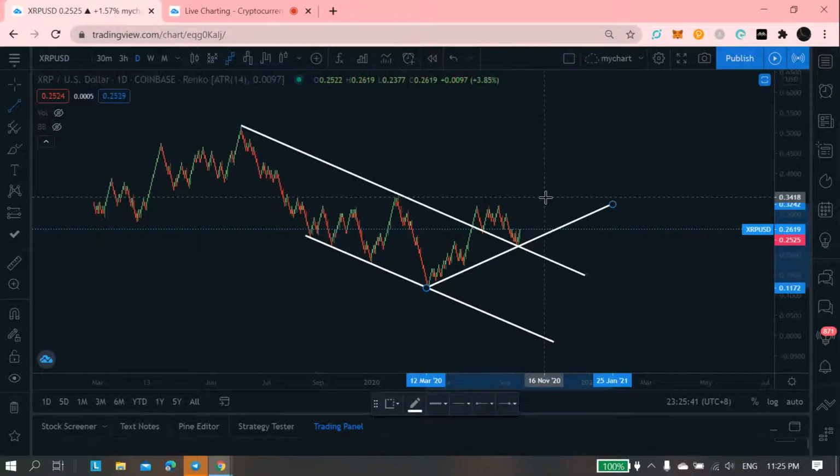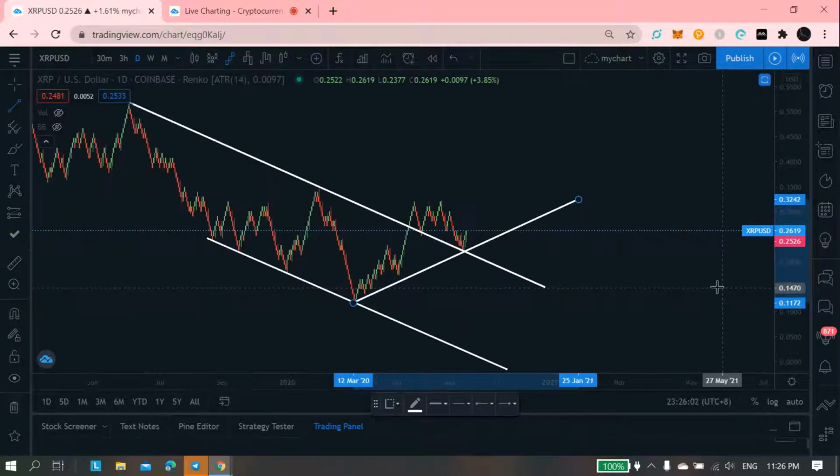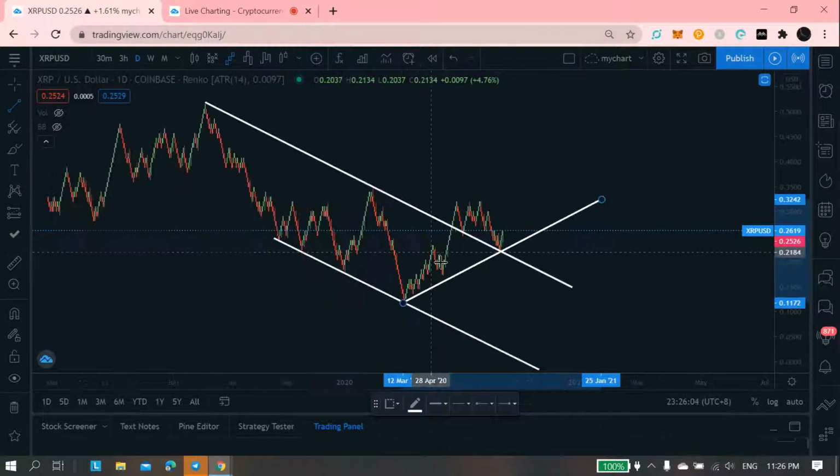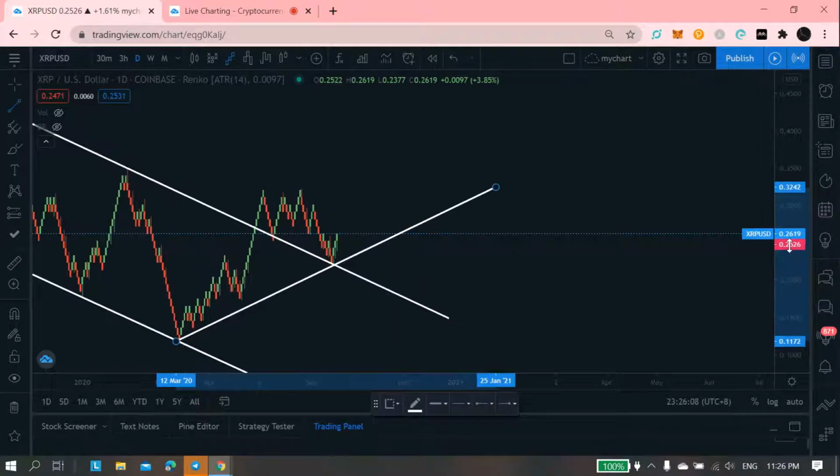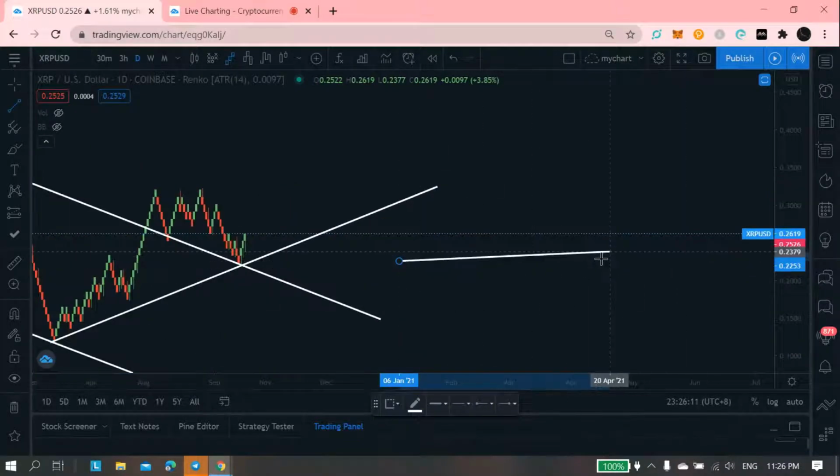Anyway, for XRP, it's a long-term downtrend, but it broke that downtrend, and it's currently at a long-term support area. So this one is within the long-term downtrend, but at or higher than the support area.